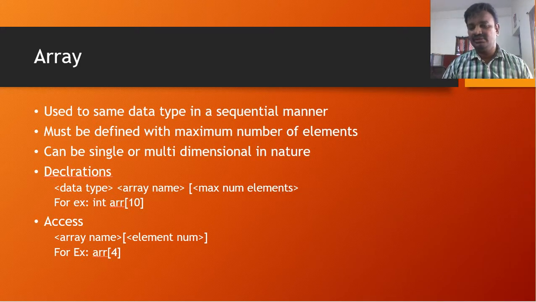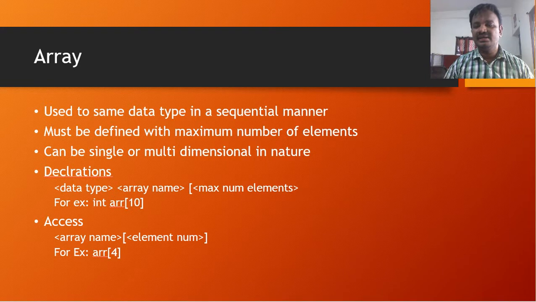We can take an example of the marks of multiple persons. For example, we have students with roll numbers 0 to 9, and we can have the marks allocated with that array. It can be single dimensional or multi-dimensional also, 2D or 3D arrays are possible. How to declare an array?